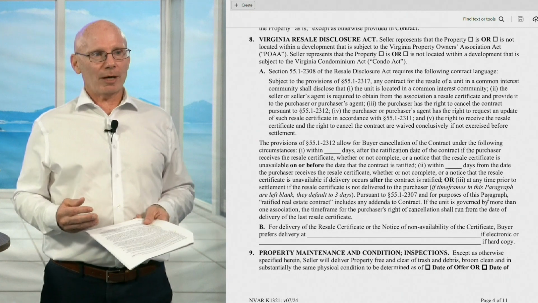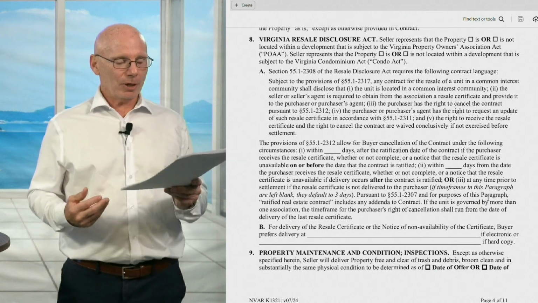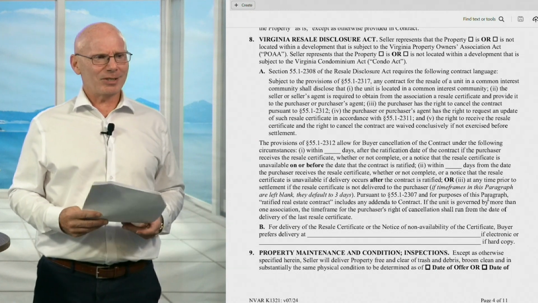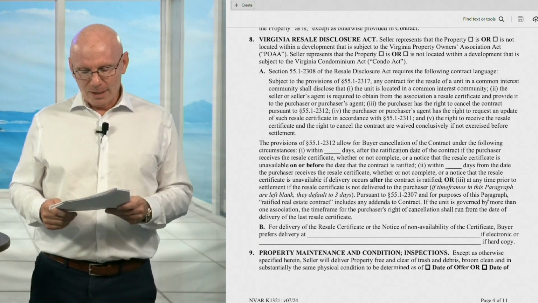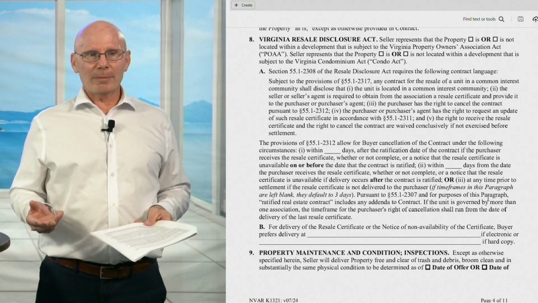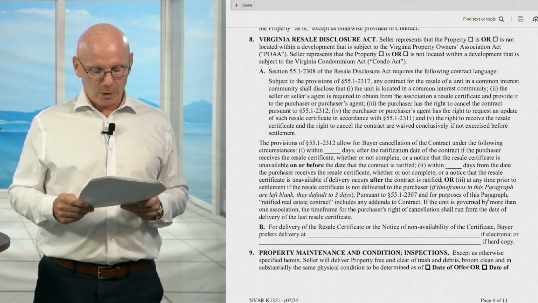It's a negotiable item too, right? I, as a listing agent, may look at this and say, I'm not giving them 7 days to look at that. I'm not giving them 27 days to look at that. So it's a negotiable item now. So it could go back and forth.